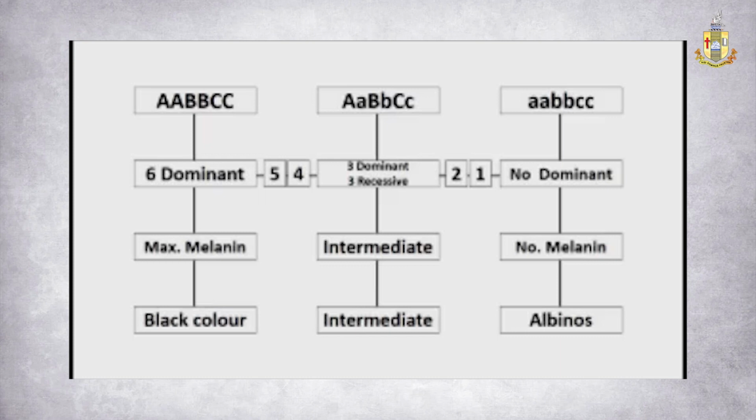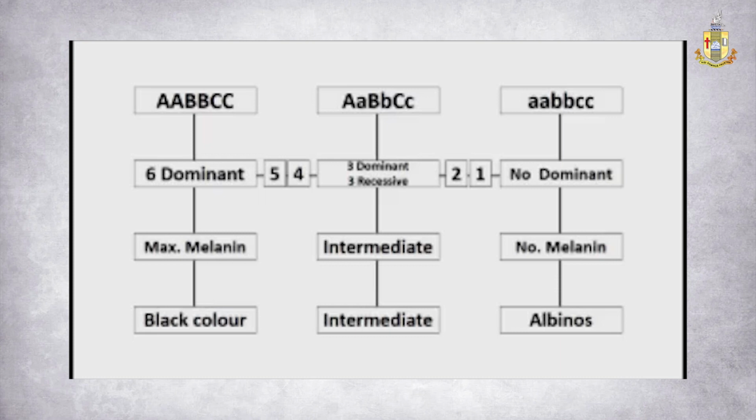In between the 6 dominants and 3 dominants, there are 5 dominant and 4 dominant. And here also 2 dominant and 1 dominant. So each dominance produces its own color. Am I right? Do you understand what I am saying? Right. Let me teach you how this will happen. Here we have 2 extremes. On one hand, all genes are dominant. On the other hand, all genes are recessive. So in between we say it is an intermediate color.